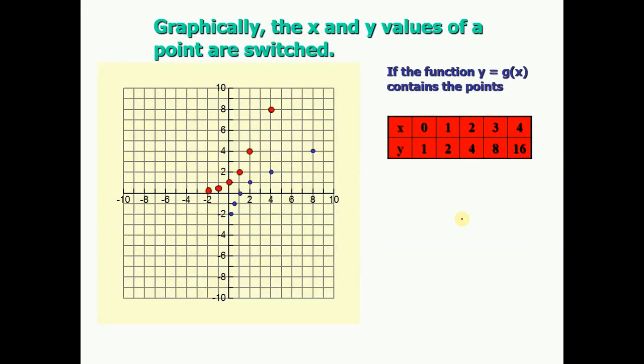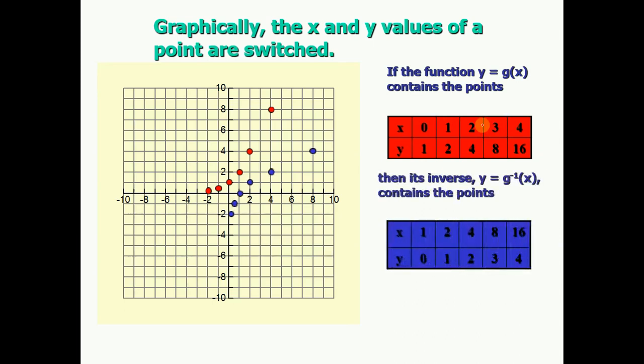Now, I have y equals g of x. It has these points, so these are my dots from my table right here. My blue, the inverse, is g inverse of x. Notice, guys, how these two tables here are matching, except the x values are now the y values, and the y values are now the x values. That's all you need to do graphically, is switch the points around. X coordinates become y coordinates, and y coordinates become x coordinates.